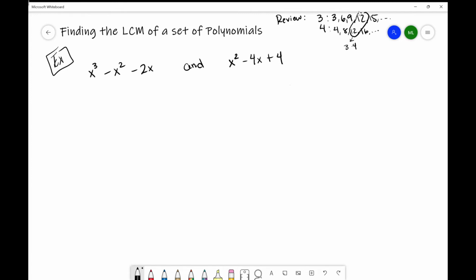Polynomials, first things first, is factor them down. Factoring them down, you get what? This is x times x squared minus x minus 2, which becomes x times x. Factors to multiply to get negative 2, that when you add them, you get negative 1. So it's x minus 2, x plus 1. This is our first polynomial. And now our second polynomial, if I factor that down, it's x minus 2 times x minus 2.